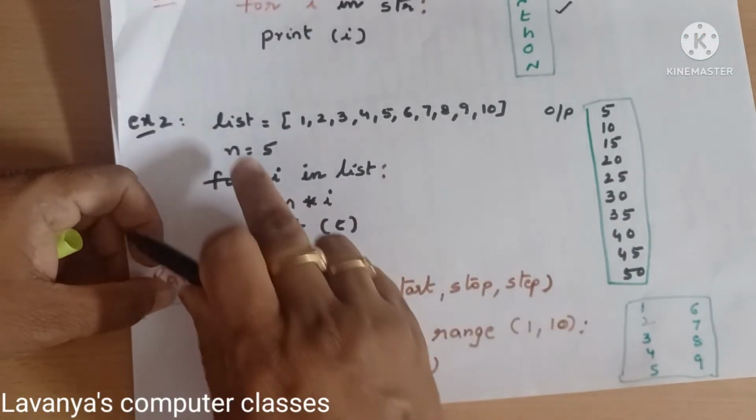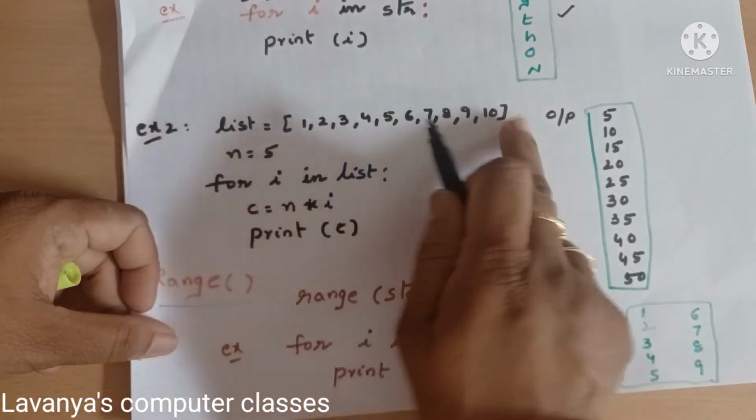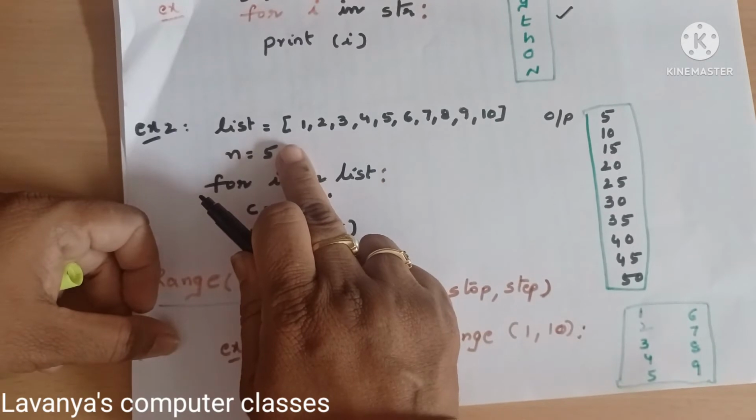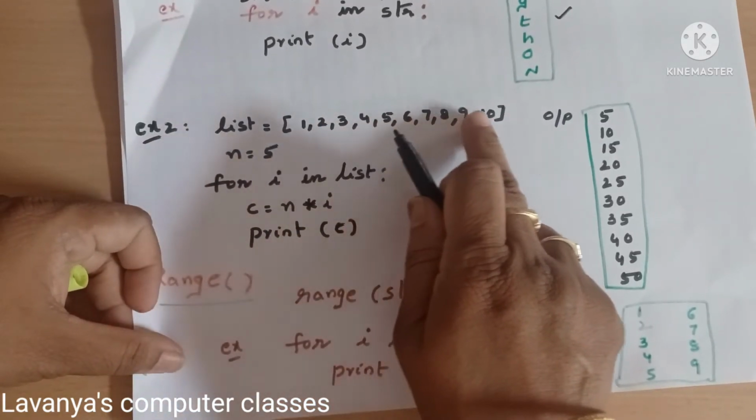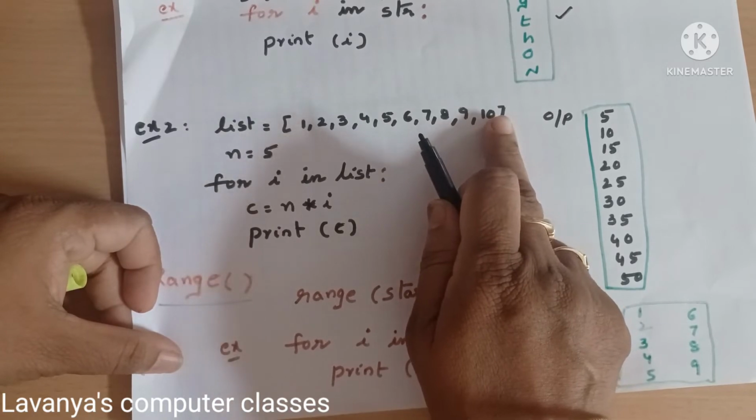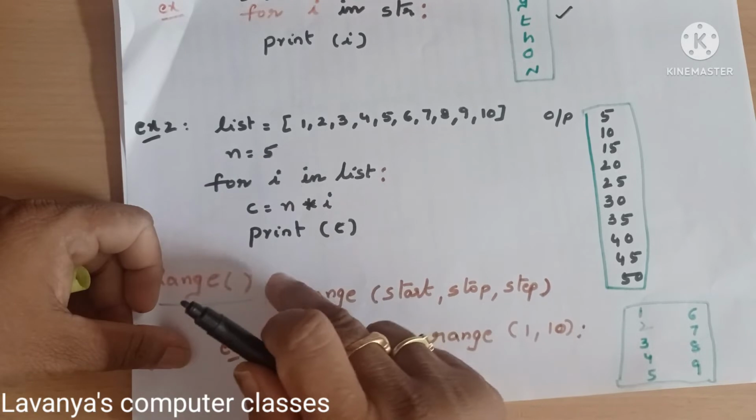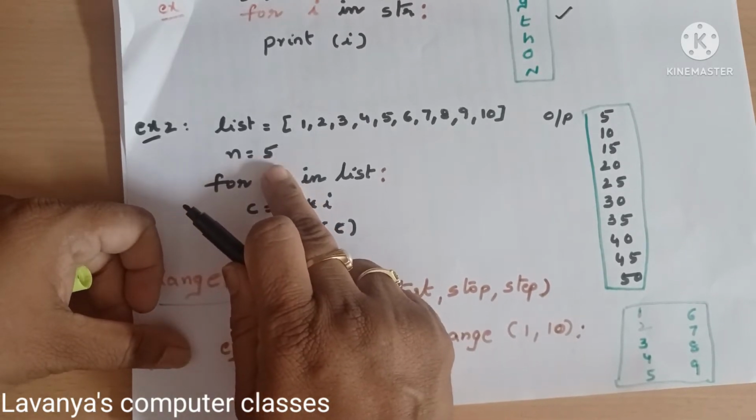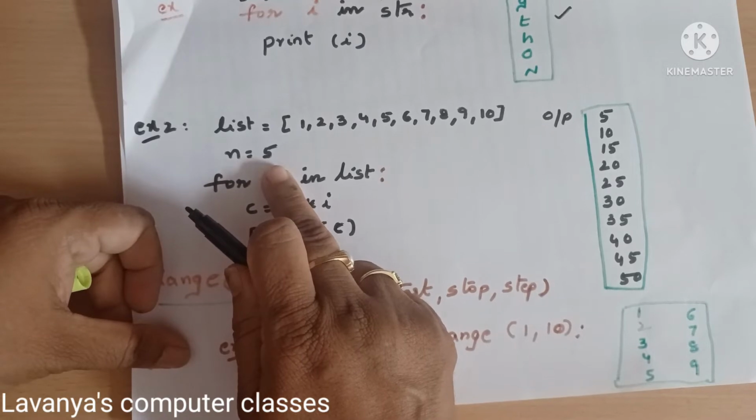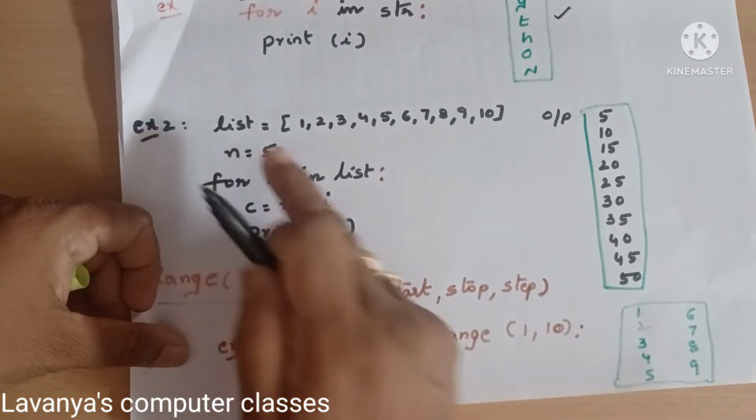Next example, I take one more variable, list equal to square brackets. The list of items is kept in the square brackets: 1, 2, 3, 4, 5, 6, 7, 8, 9, 10. So in the list I will take 10 values. Next variable n equal to 5. This is the example program where I want to print the fifth table: 5 ones are 5, 5 twos are 10, like this. So which table do I want to print? The n value is 5.